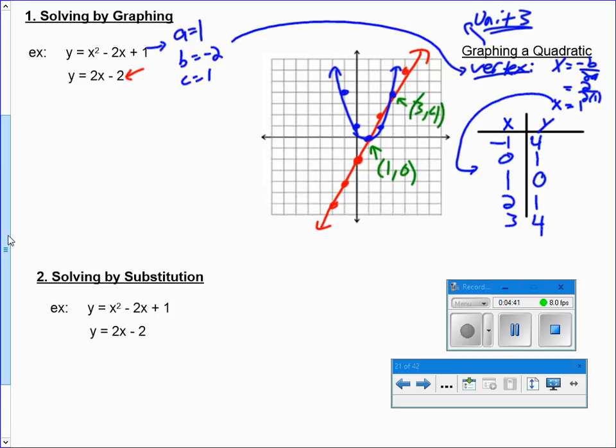Again, you don't have to do it this way, but if graphing is something that makes sense to you, you can do the problems this way.